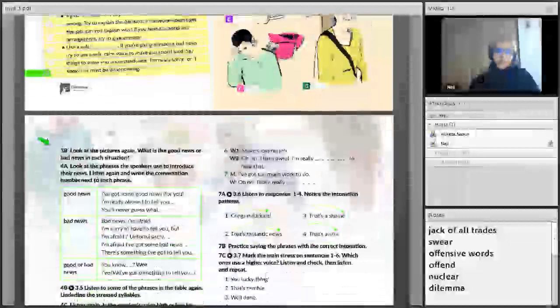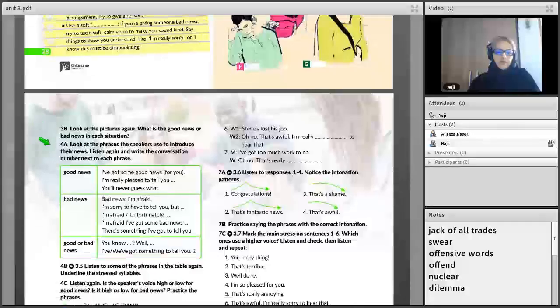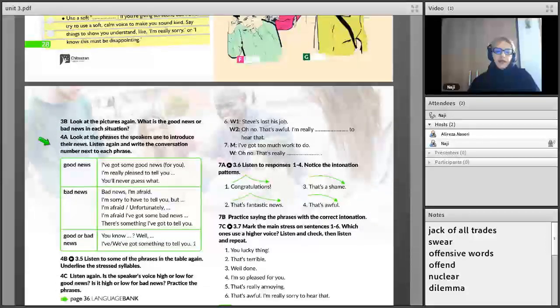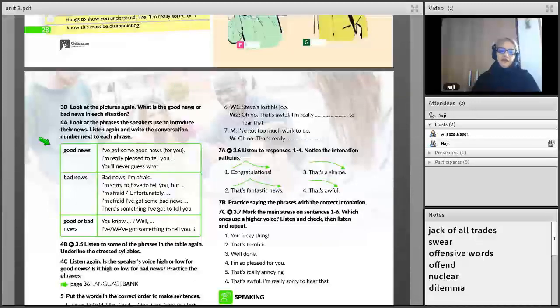Thank you very much. Now, next page, 3B. Look at the pictures. We talked about bad news and good news about each one. And 4A, look at the phrases the speakers use to introduce their news. Listen again and write the conversation number next to each phrase. Now, you're going to listen again and look at the phrases and number them in the order that they appear in the conversation.